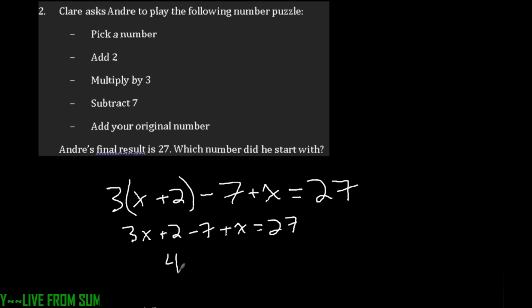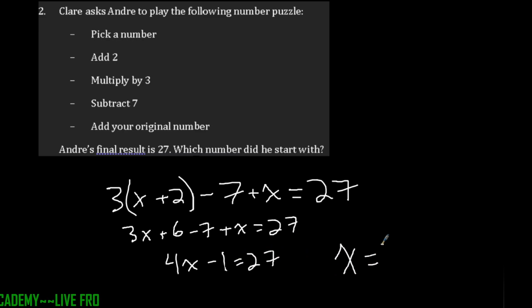Combine like terms, we have 4x minus 5. Or sorry, this is messed up here. Should be 6. There we go. Forgot to multiply. So this is 4x minus 1 equals 27. So we should have x equals positive 7.